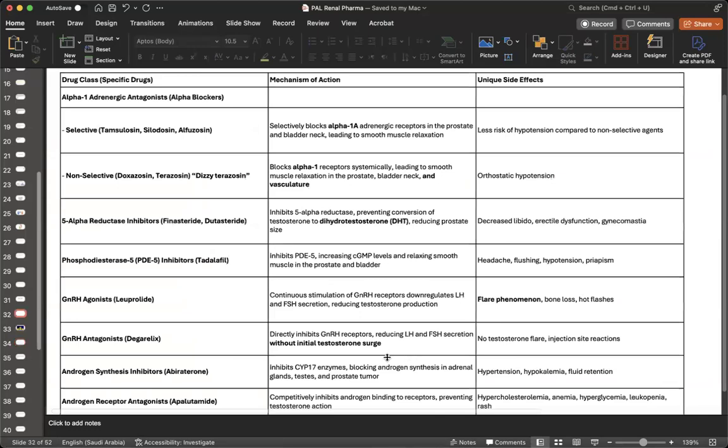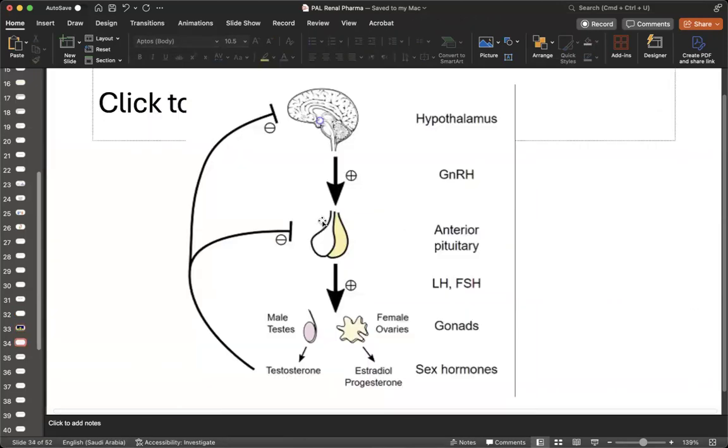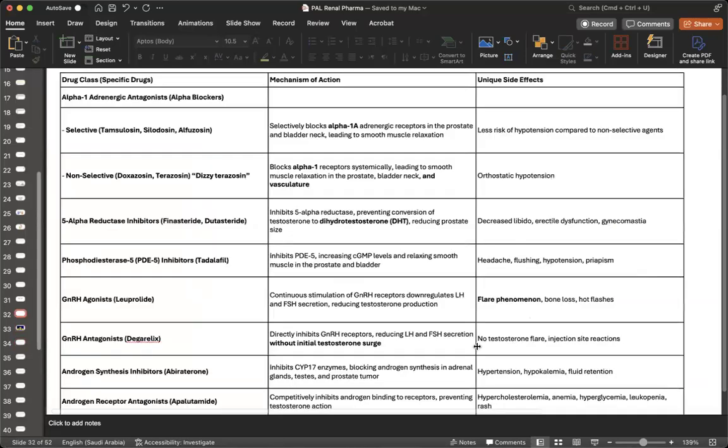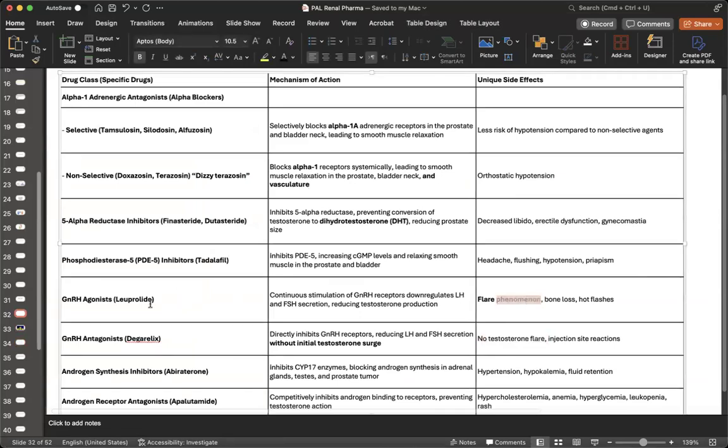And that is exactly what degarelix does. How do you even pronounce this? Degarelix. Yeah, degarelix, that's exactly what it does. It's going to inhibit the GnRH receptor, so you're going to antagonize this receptor. It's going to prevent GnRH from activating this receptor. And unlike leuprolide, you're not going to have an acute increase in LH, FSH, and testosterone levels. So you are not going to have the testosterone flare, unlike leuprolide.